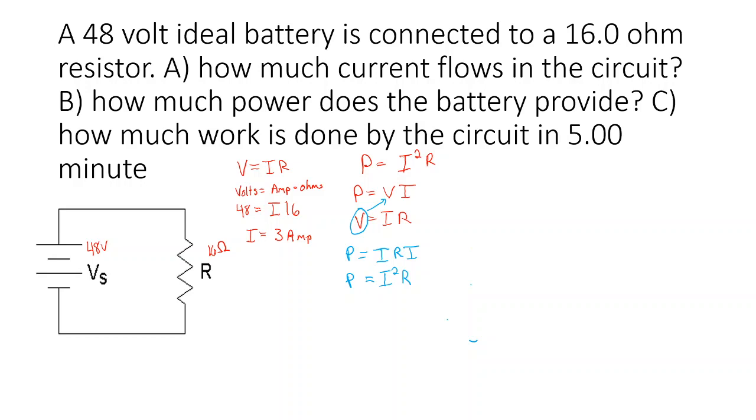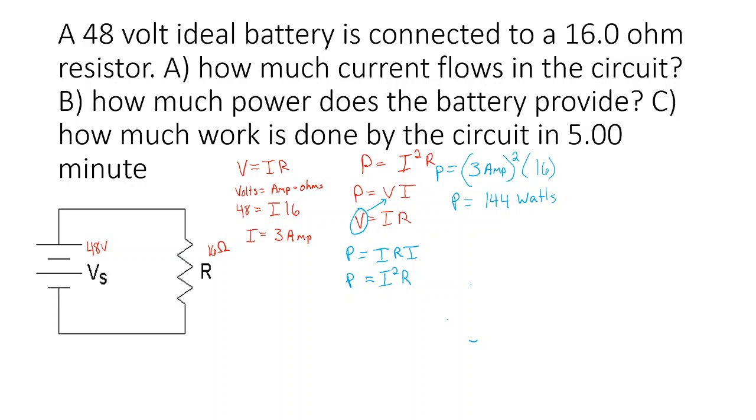So we know that we got 3 amps, and we have a 16 ohm resistor. So we're going to do amps squared times the resistor of 16. So we'll do power equals 3 squared times our 16 ohm resistor equals 144 watts. Make sense? Now, what is a watt?